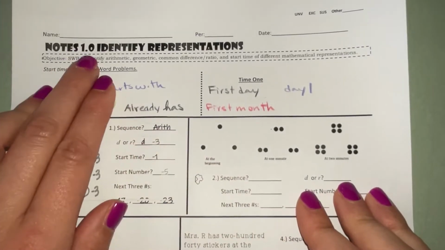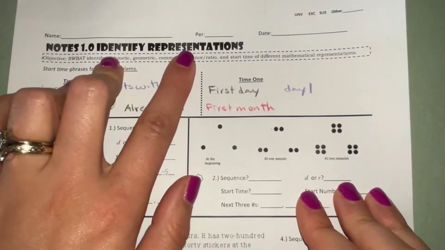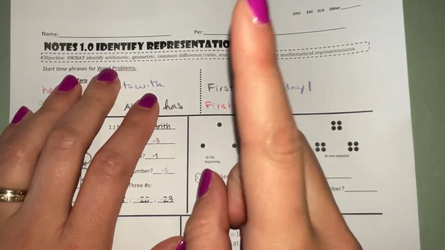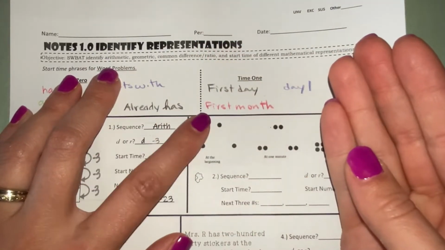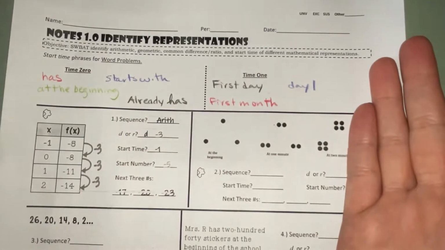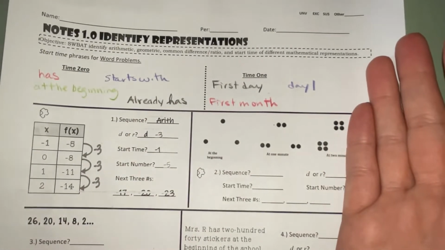All right, so note 0.1, we're going to identify representations. We're going to be able to tell if it's arithmetic or geometric, if it's got a common difference or a common ratio, and the start times, and then be able to find the next three numbers.